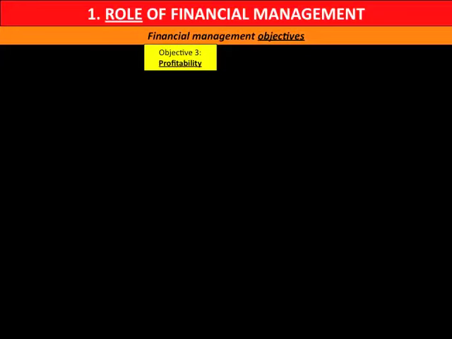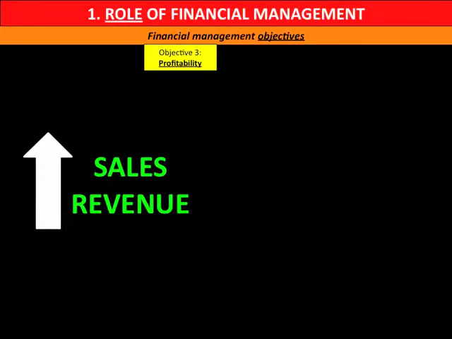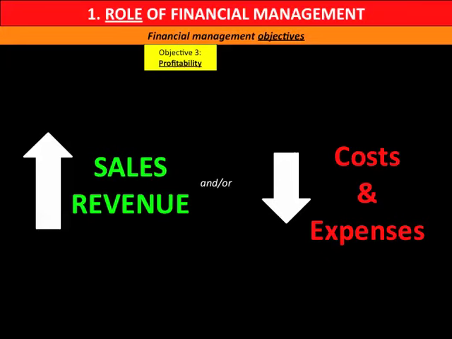The third objective is profitability. This is increasing sales revenue and, or, decreasing your costs and your expenses. Your costs, or the cost of goods sold, are the things directly involved in making the product.